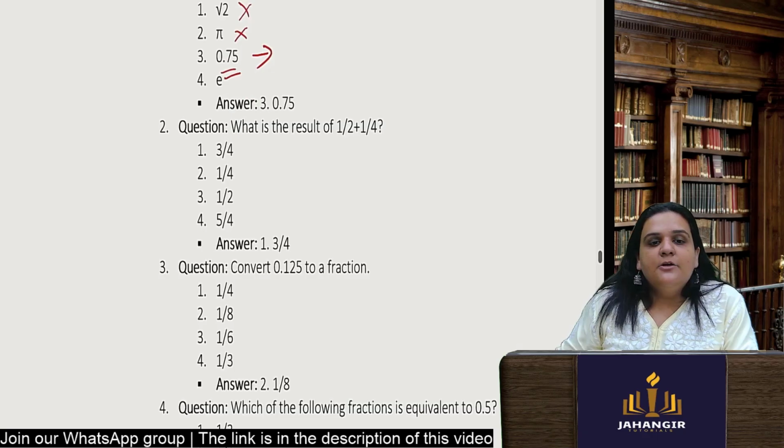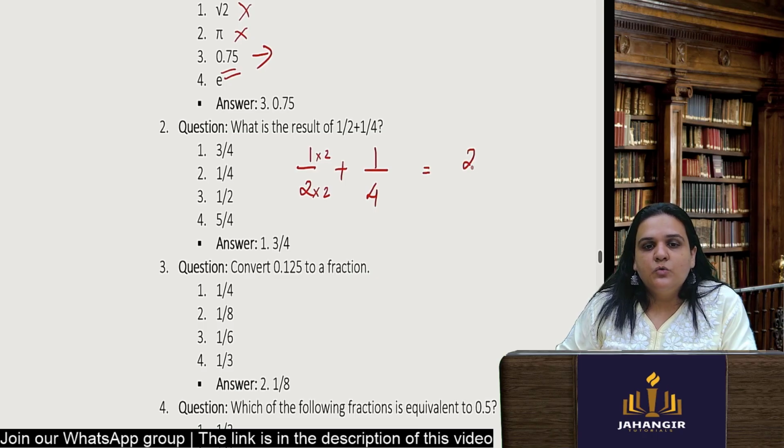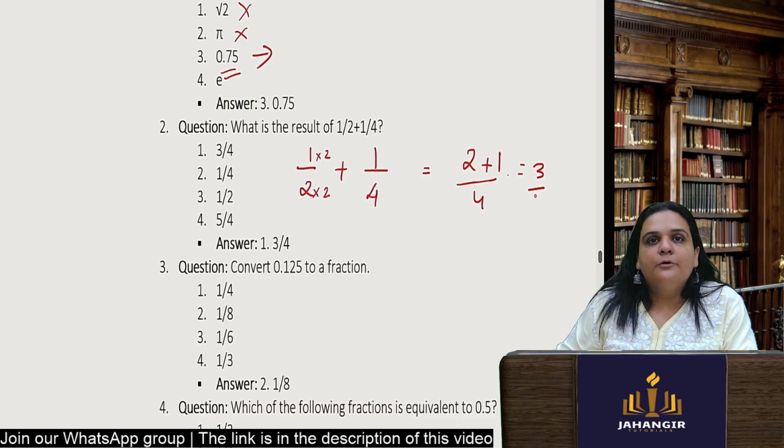What is the result of 1 upon 2 plus 1 upon 4? This we have solved. You have to make the denominator same in case of addition. So 2 plus 1 divided by 4. It will be 3 upon 4.